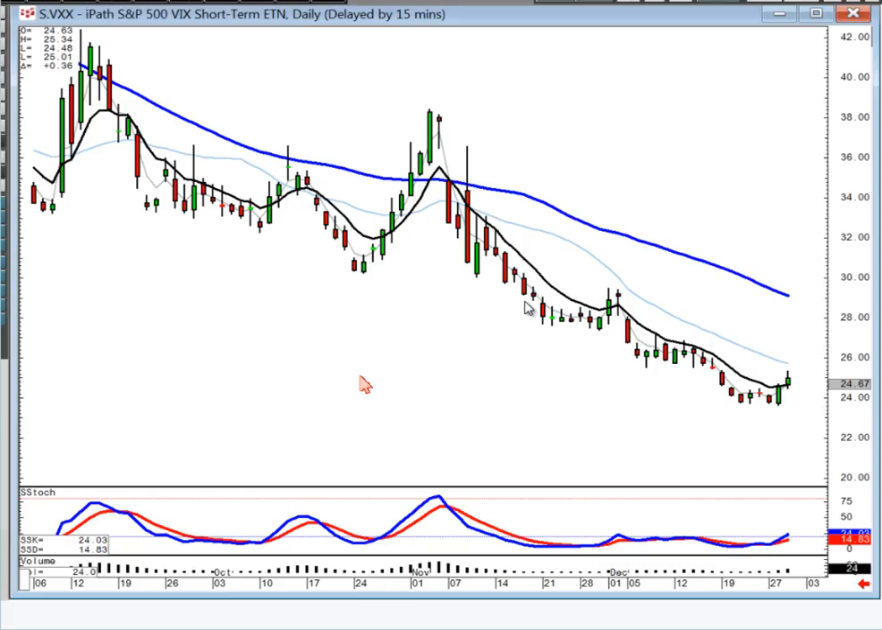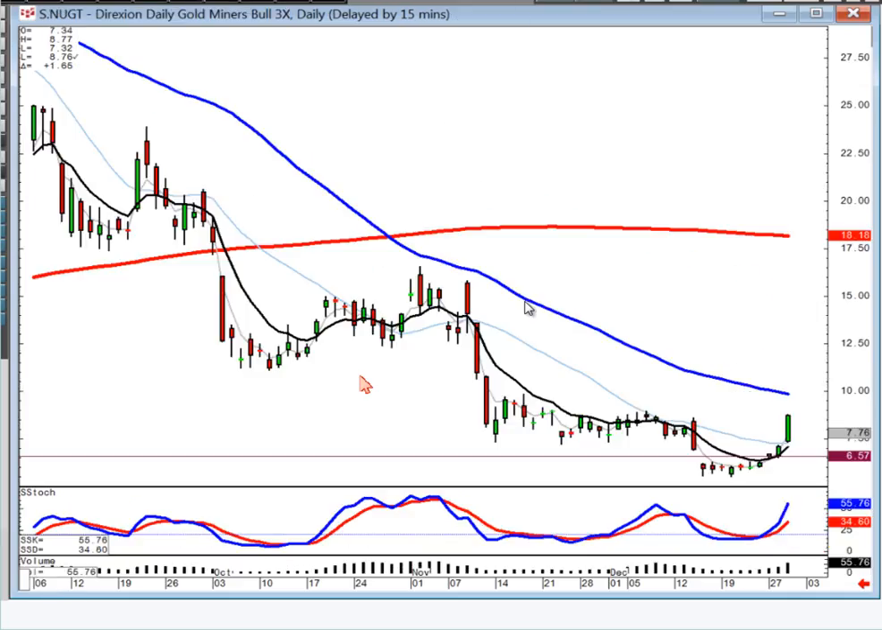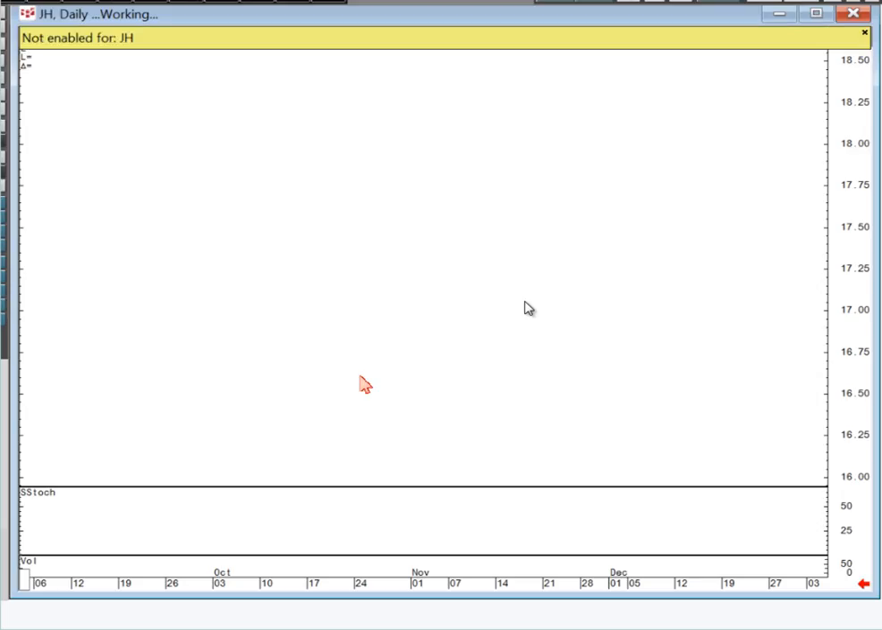What sectors are better for buying? Well, I'm looking at the golds right now. I'll probably go after, especially Nugget. Nugget's got some good leverage to it. JH, nothing happening there.